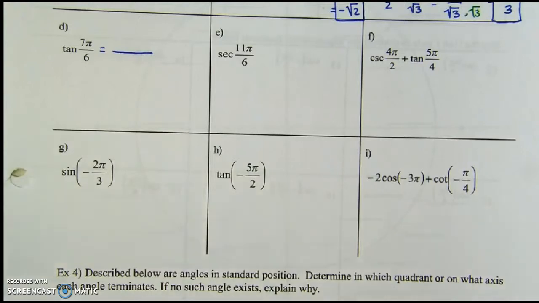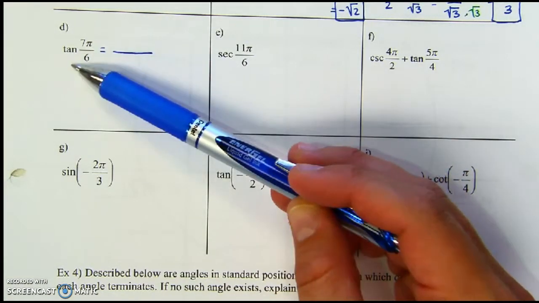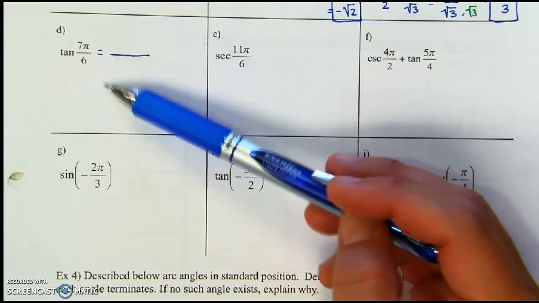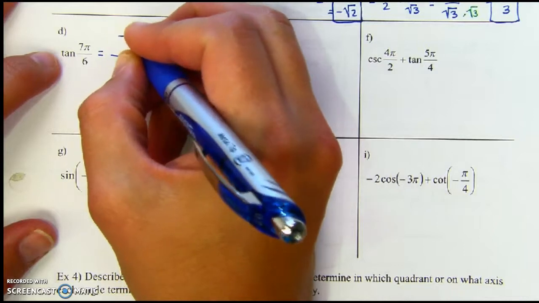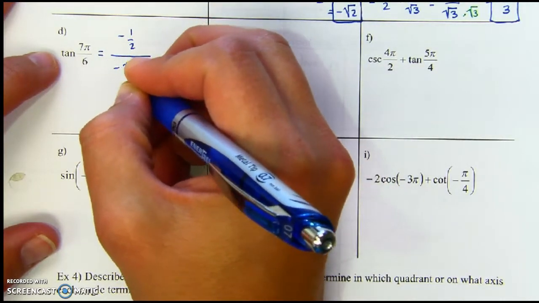All right, I got interrupted. Sorry. I'm back. You didn't know that I was gone, but I'm back. Here we go. 7 pi over 6, tangent. We got to start memorizing these. Tangent is y over x, y over x. So what's the y value? The y value is negative 1/2, and the x value, negative square root 3 over 2.